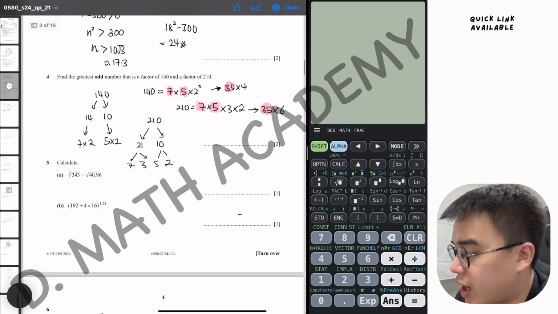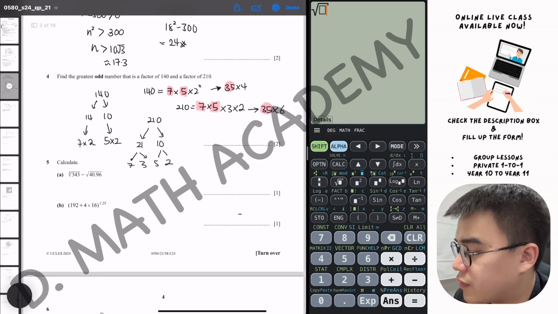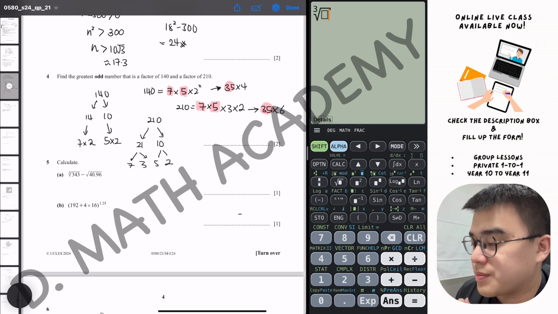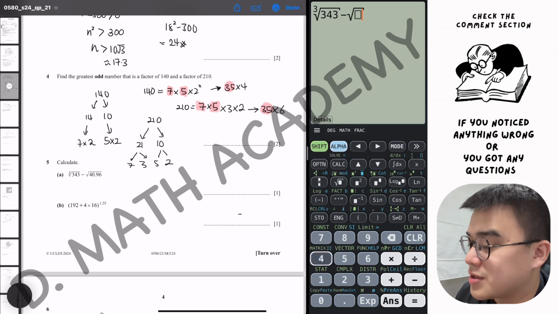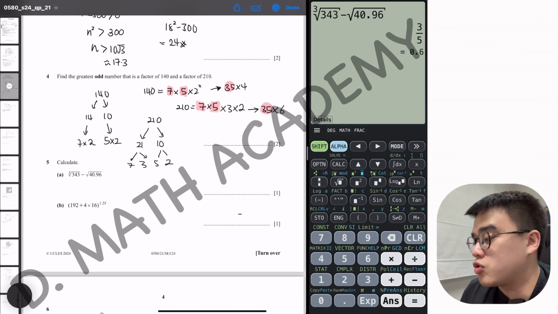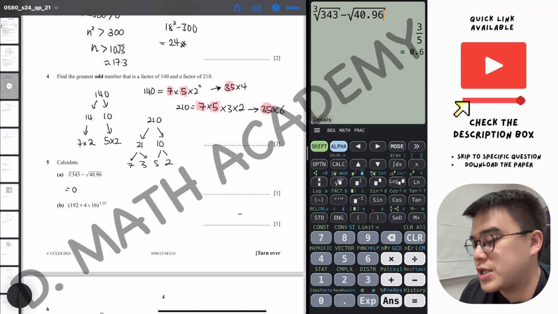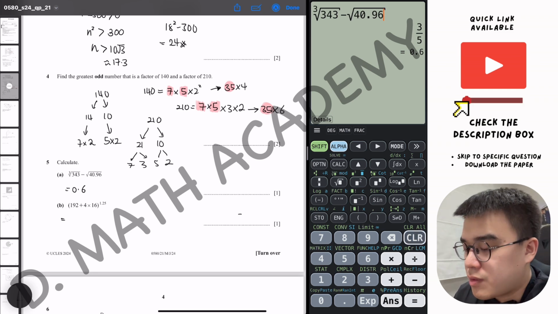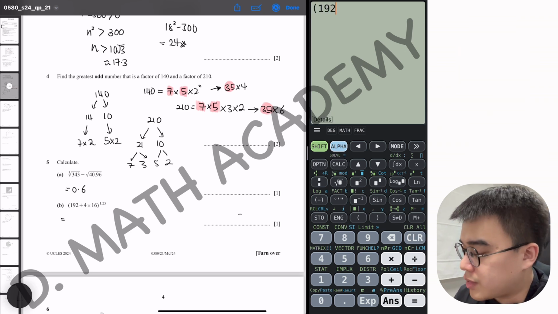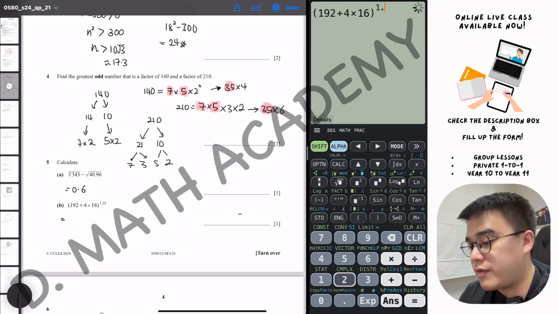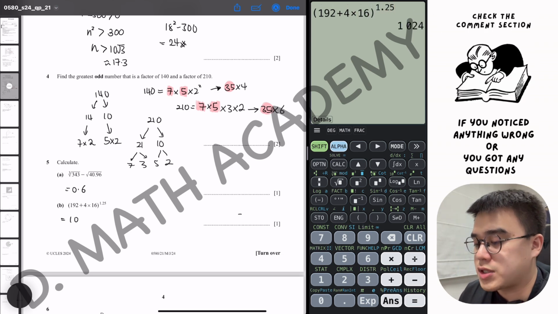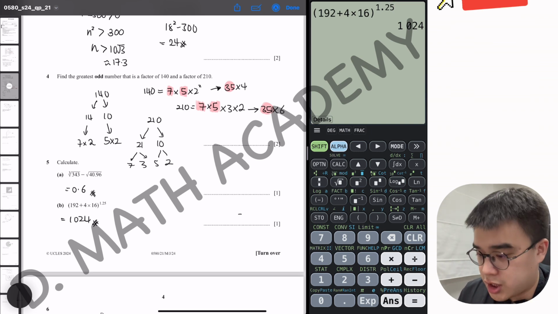Moving on to question 5. Because we, the privileged bunch, can still use a calculator, they're testing whether you key in properly. You should be able to get the answer as 0.6. Same goes for the other one with 192 plus 4 times 16 to the power of 1.25. You will get 1024 as your final answer for these 2 questions here.